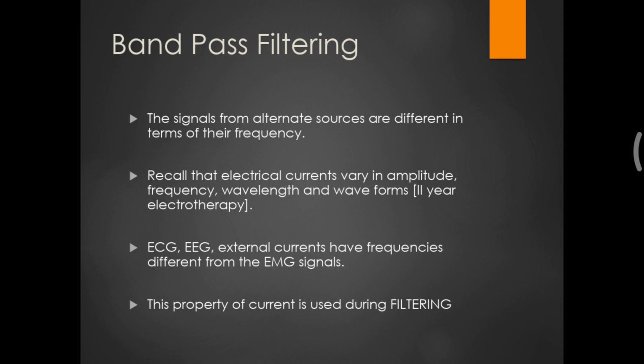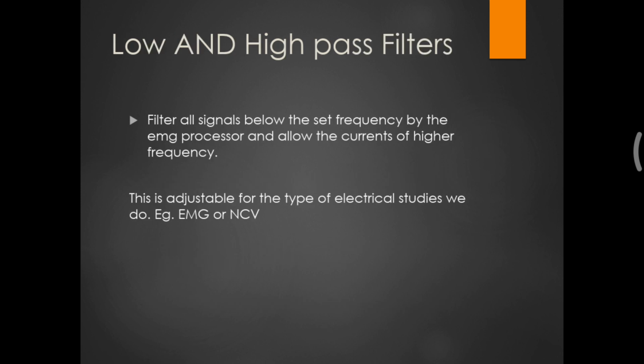So ECG, EEG, external currents are of frequencies which are very different from the EMG signal. So what we do is, this property of the current is taken and we filter out specific frequencies. Now filtering can be of two types, one is low and high pass filters. These are used in the EMG equipment in order to filter.